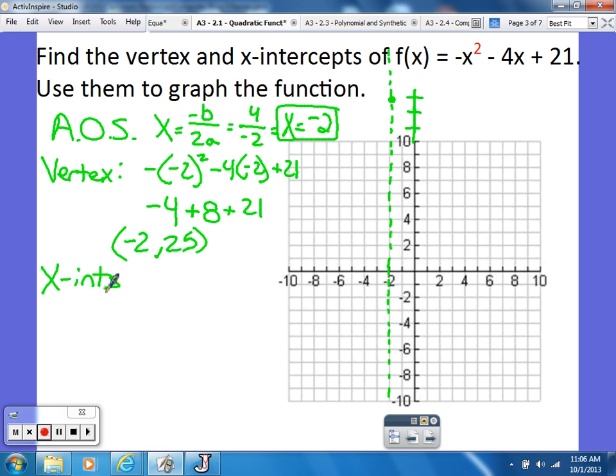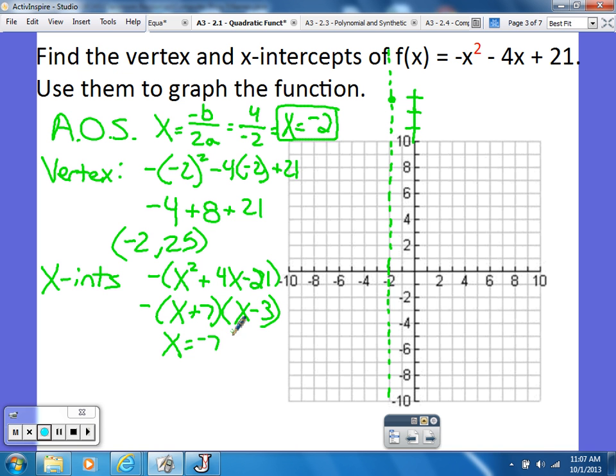Way number one is to factor out a negative 1. And if I do that, I get a negative, positive x squared, positive 4x minus 21. And what times what is negative 21 but adds to 4? Positive 7 and negative 3. So then I'll set those equal to 0. I get x equals negative 7, x equals 3. So there's my two x-intercepts.